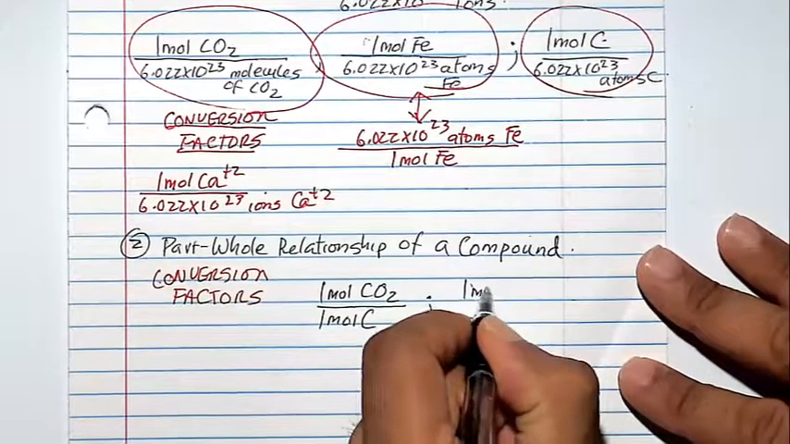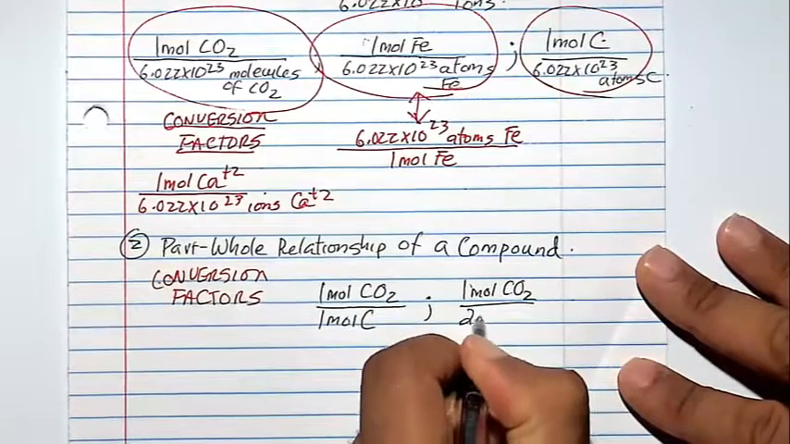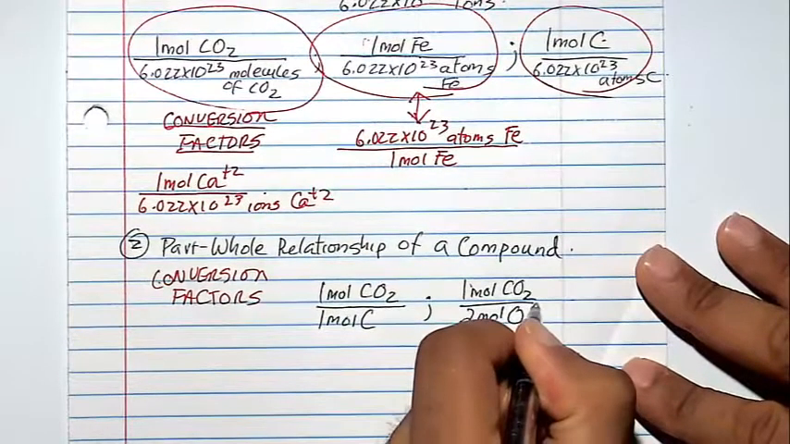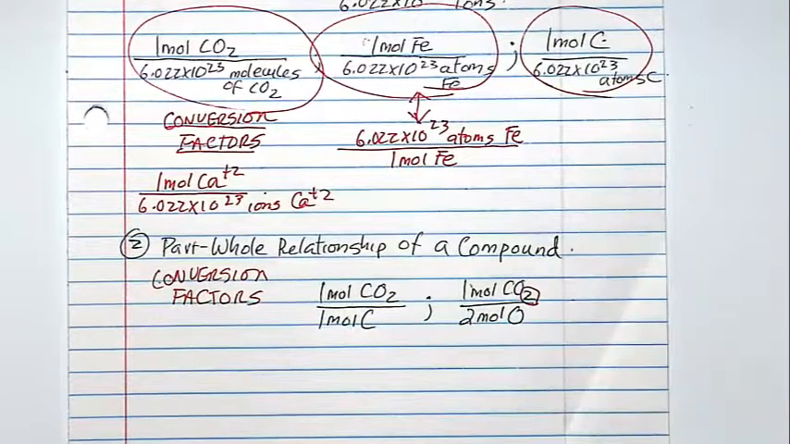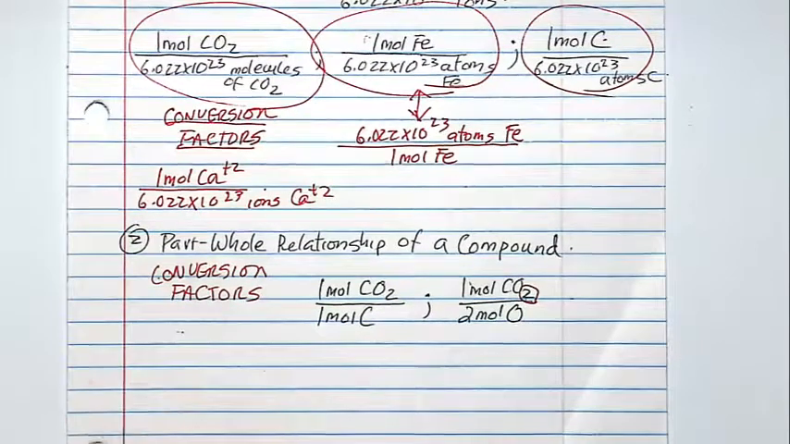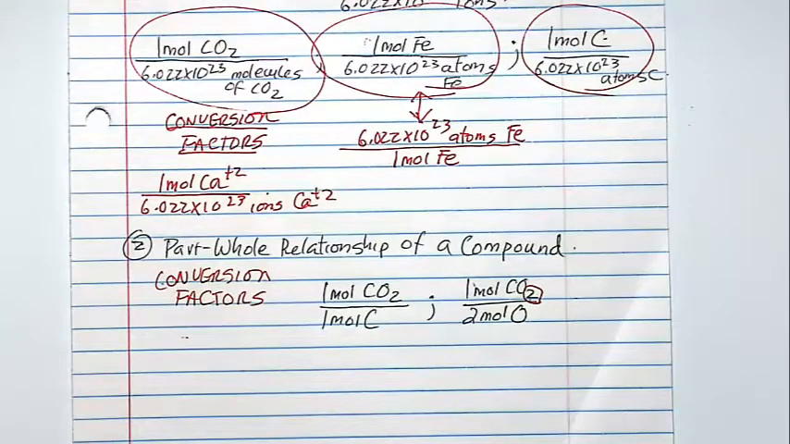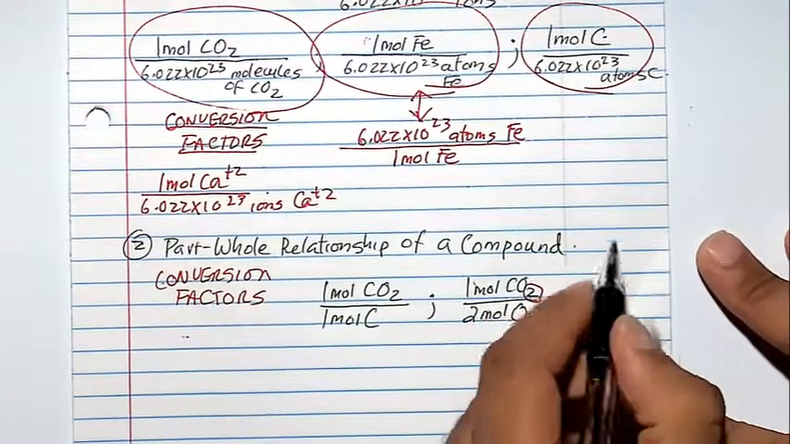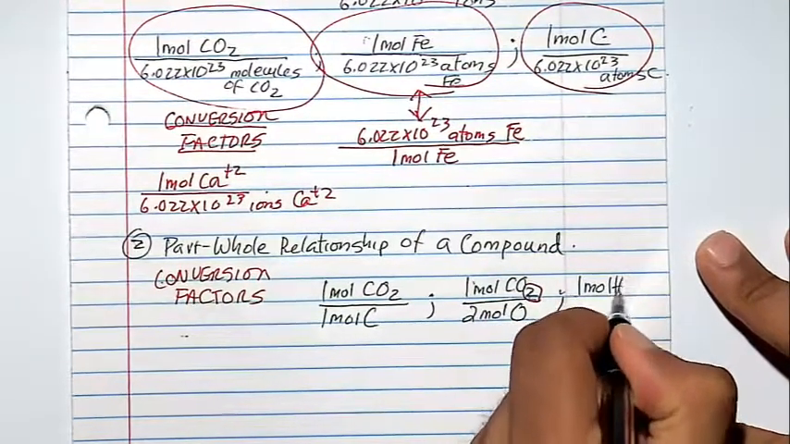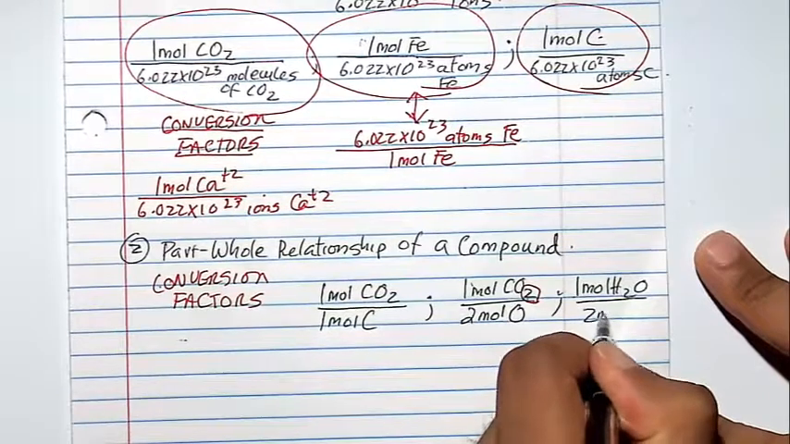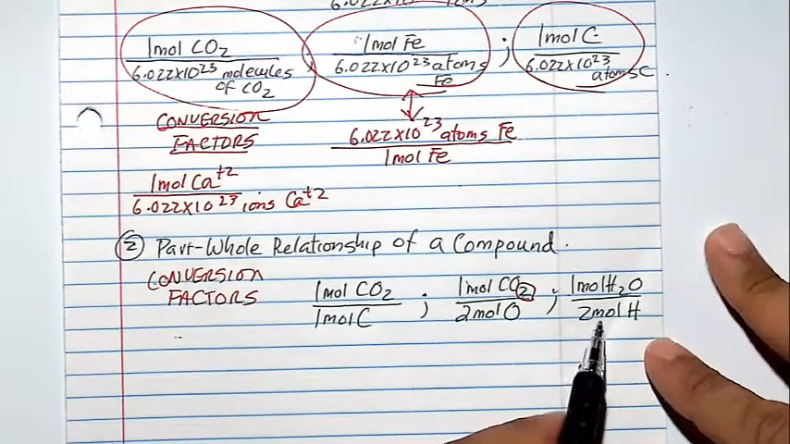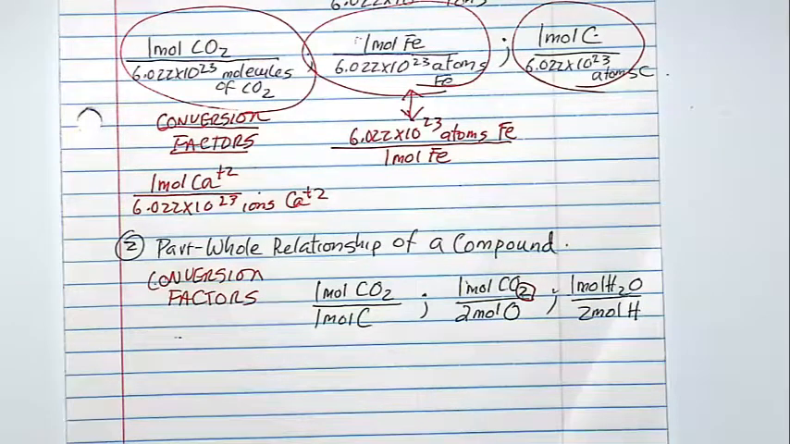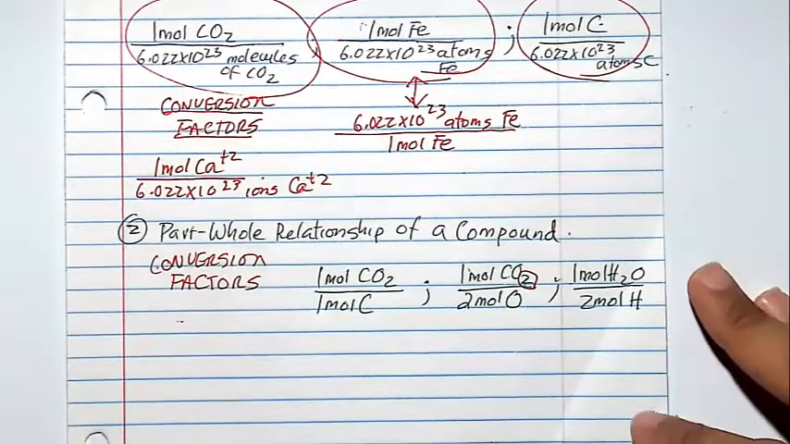1 mole of CO2 will have 2 moles of oxygen. That 2 comes from the fact that we have 2 atoms of oxygen in 1 CO2 molecule. So you can use this as sort of a ratio. Let's have another example, water. 1 mole of water will have 2 moles of hydrogen, or 1 mole of water would have 1 mole of oxygen. You could take something that's even more complicated like glucose.